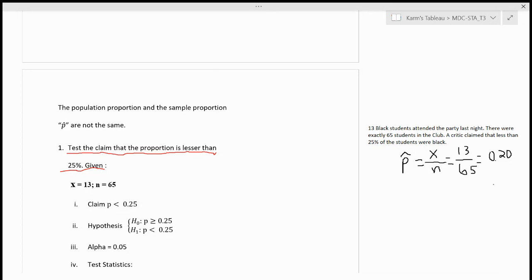So what does the 20% mean? This is the actual fact, which is 13 people, right? 13 people are black out of 65. So what does the 20% stand for?